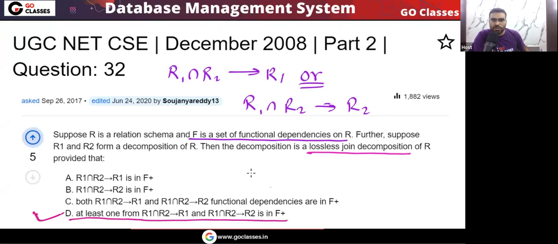A student is asking what this F plus means. This is the closure of the FD set. Very simple point.